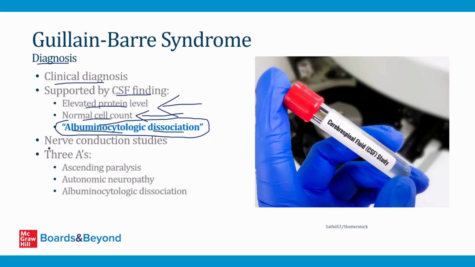And then usually no other testing is done beyond a lumbar puncture, but in some cases where the diagnosis isn't clear, there are nerve conduction studies that can be done to show abnormal conduction in axons in peripheral nerves. And so some people use the mnemonic, the 3 A's, to remember the classic features of Guillain-Barré syndrome. The 3 A's are ascending paralysis, autonomic neuropathy, and albuminocytologic dissociation.